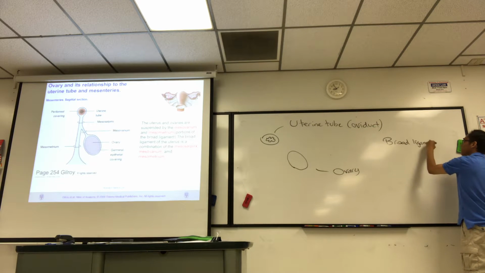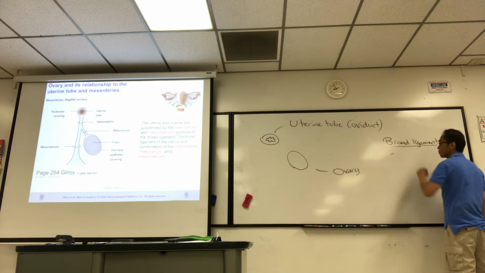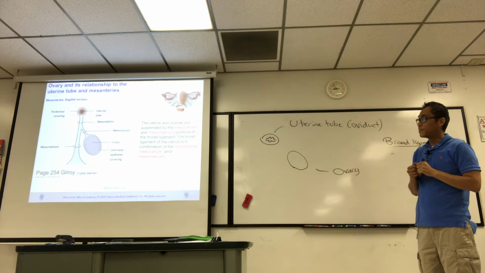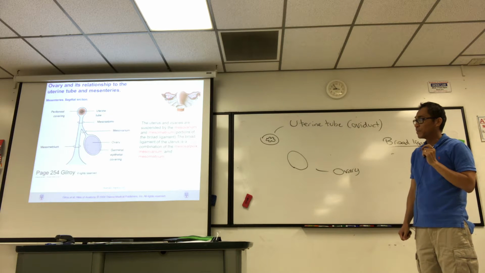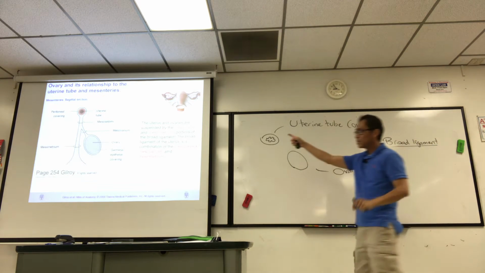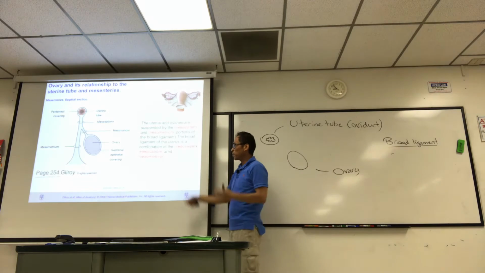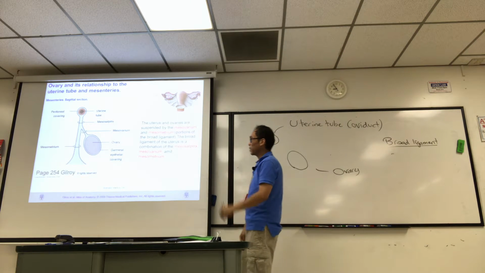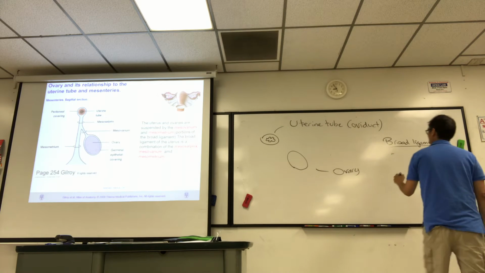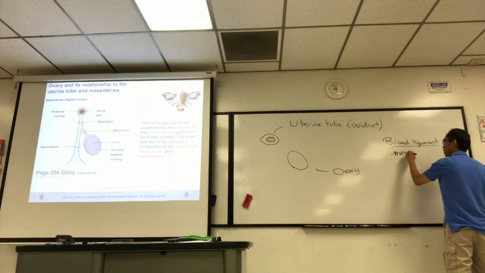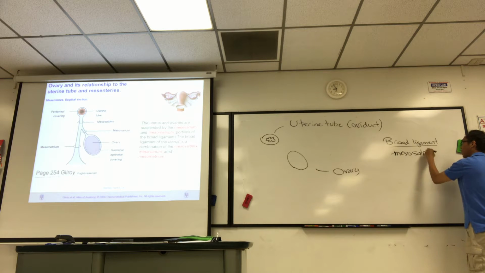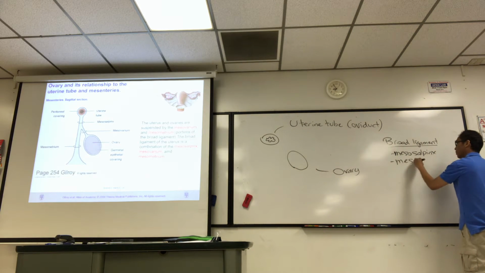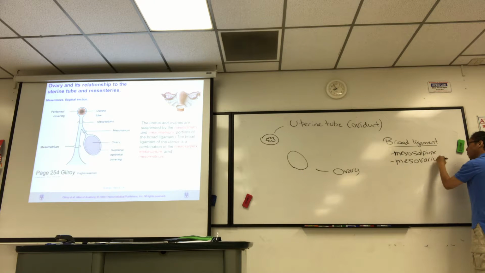The broad ligament has three parts, as I say on the slide. The uterus and ovaries are suspended by the mesovarium, mesometrium, and mesosalpinx. So mesosalpinx, mesovarium, mesometrium, consider those the three parts of the broad ligament.